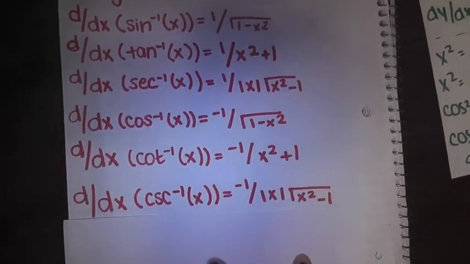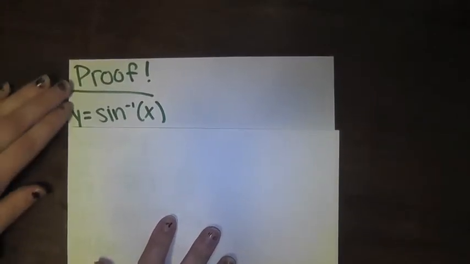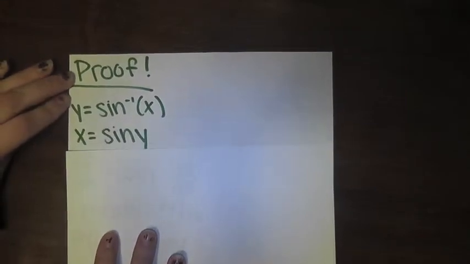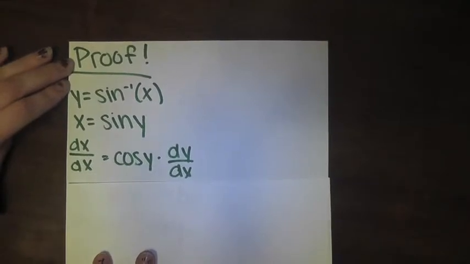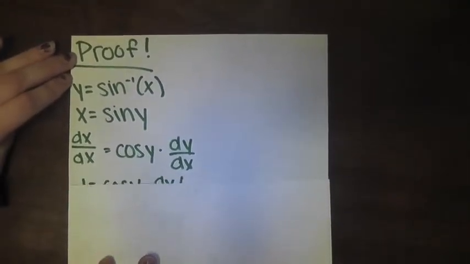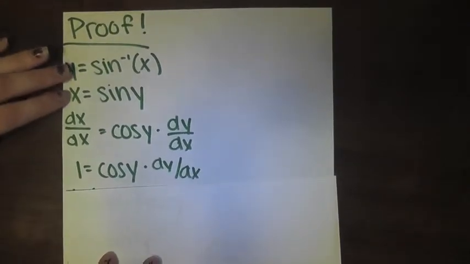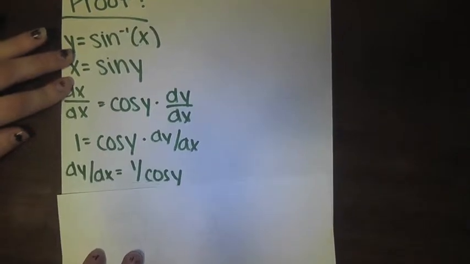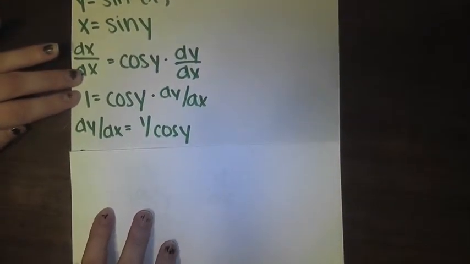Here's the analytical proof that the derivative of the inverse sine of x equals 1 over the square root of 1 minus x squared. Since it's the inverse, you switch the x and y coordinates. Then you take the derivative, which is dx/dx equals cosine y times dy/dx. And you know that dx/dx equals 1. So 1 equals cosine y times dy/dx. And you isolate dy/dx and get dy/dx equals 1 divided by cosine y.